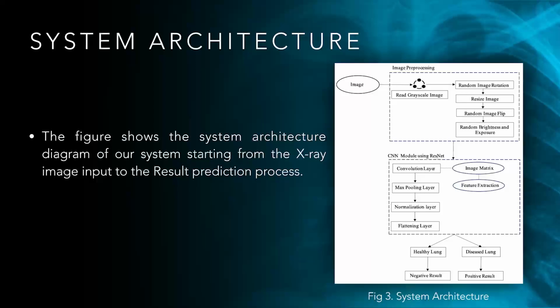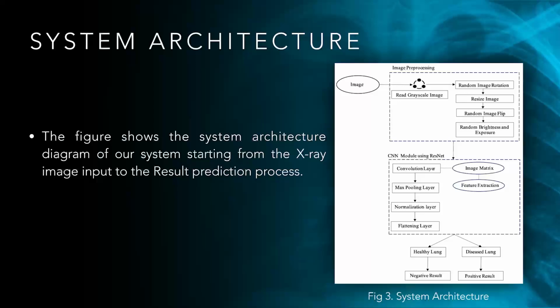Here, the model reads the X-ray image in grayscale to focus on the relevant intensity information, simplifying the data by removing color channels that are not necessary for medical imaging. After this, random image rotation is done. To increase the robustness of the model, the image is randomly rotated by a small degree. This helps the model learn to recognize pneumonia in different orientations.